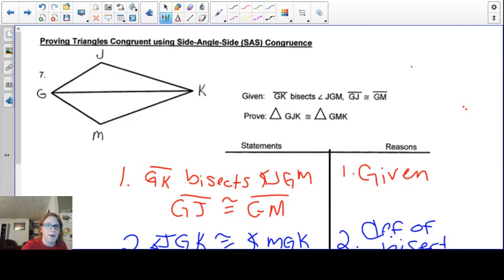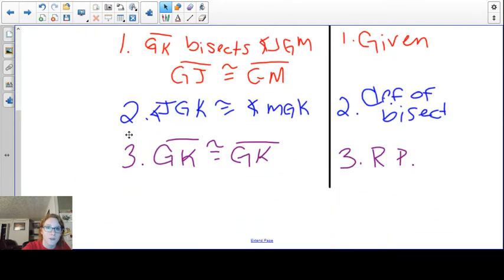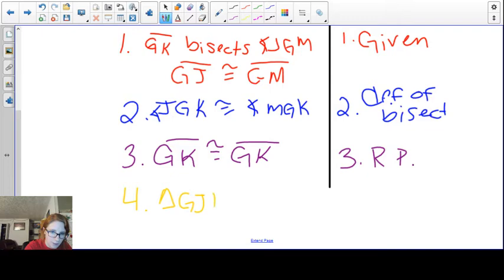So we already knew about my angles being congruent here and here. We also had known about my sides being congruent. So now we just said with my purple that this has to be congruent based on reflexive. So do I have enough now to say whether I have side, angle, side? You're darn tootin' I do. So number 4, triangle GJK is congruent to triangle GMK based on side, angle, side.